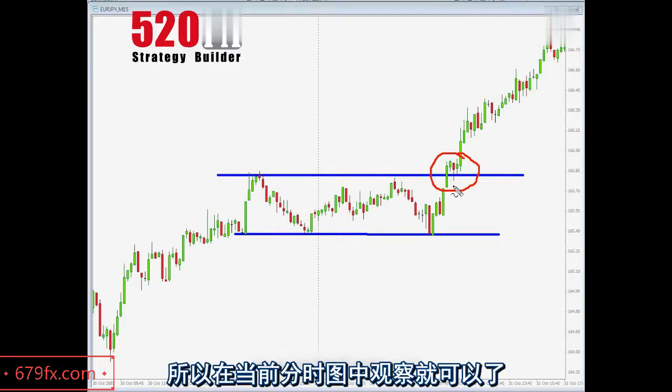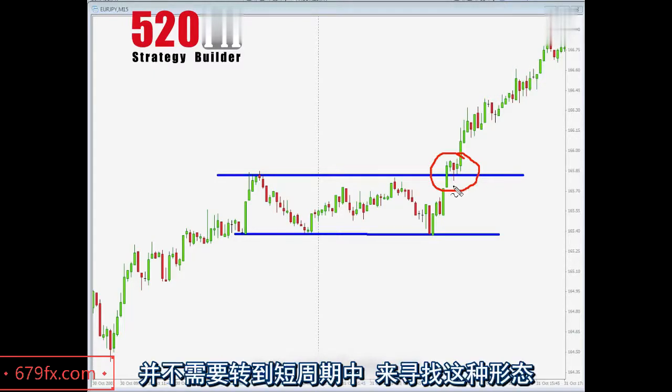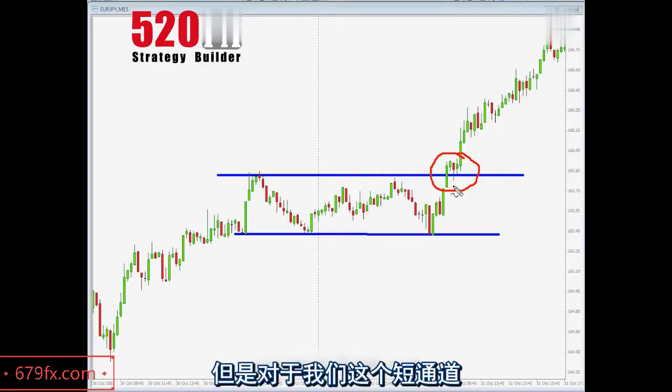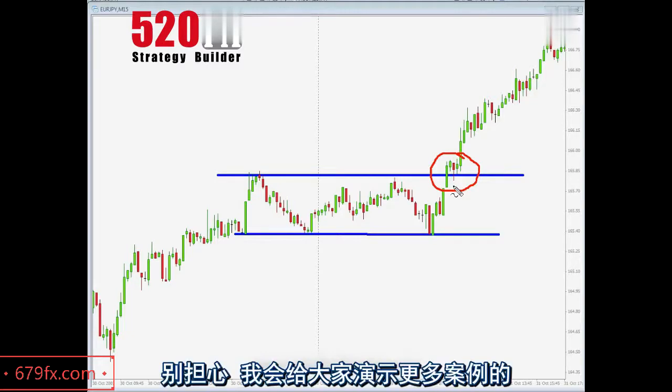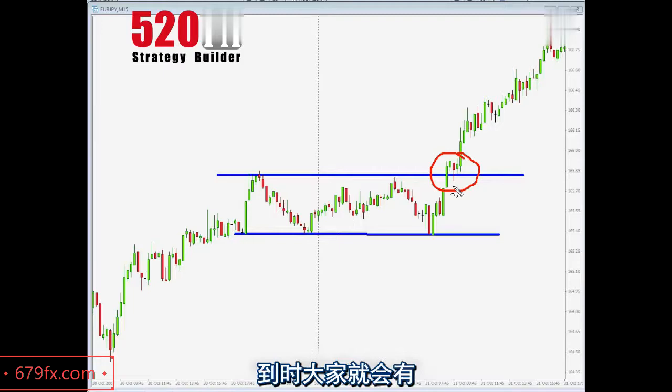So you might be able to spot it on the setup chart itself. You don't need to zoom into the trigger chart. But in this case, since it's a small range, you usually need to zoom in a little bit in order to spot the actual entry signal. But no worries, I will be showing you more charts and you will be able to visualize what I'm talking about.